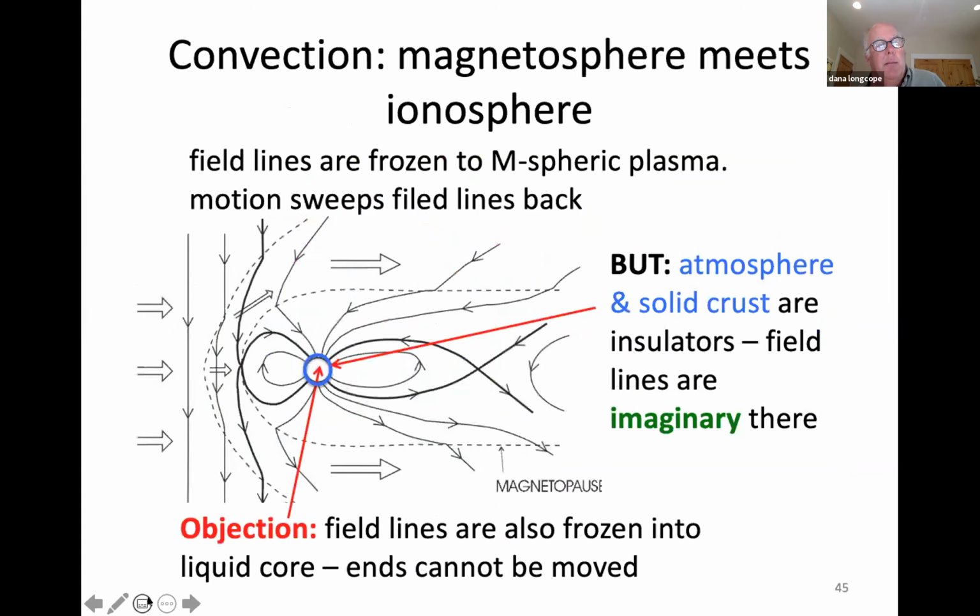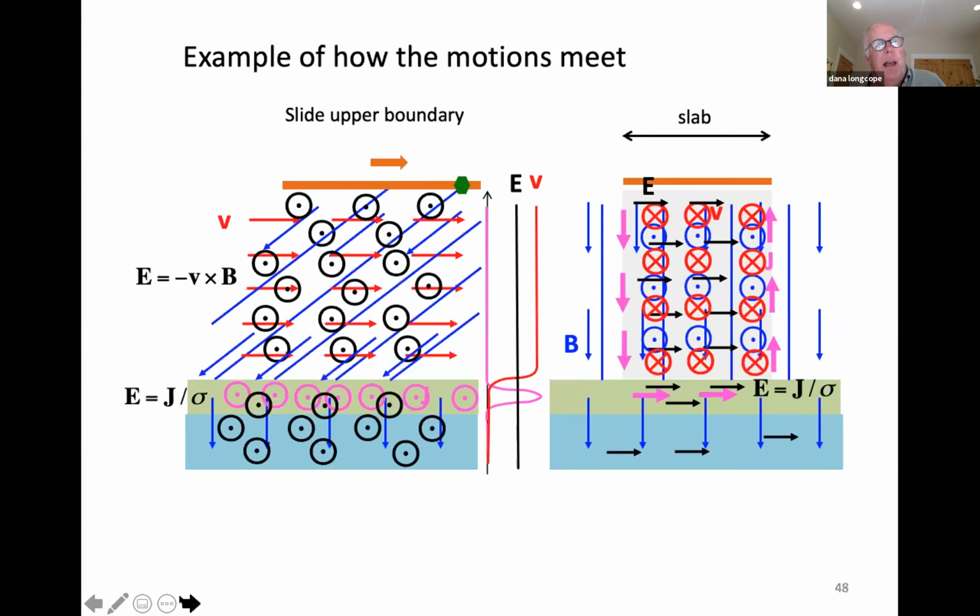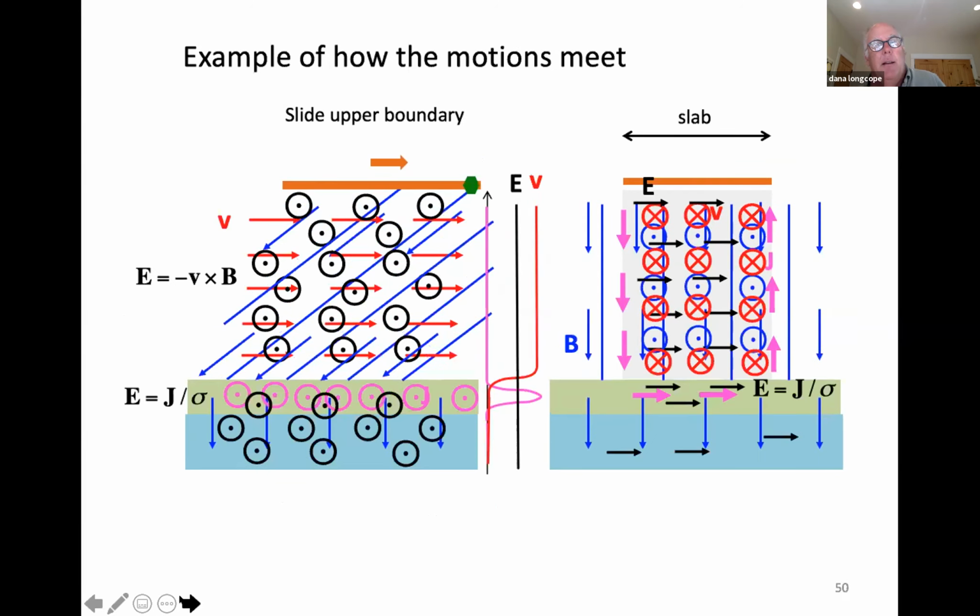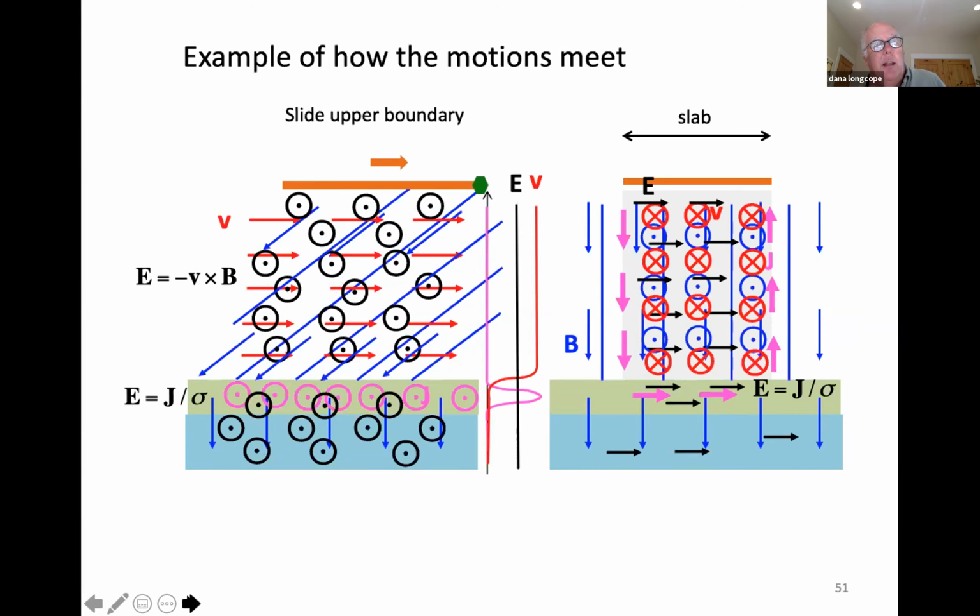The field lines in the magnetosphere are moving at the speed that they have to move at, and the magnetic field in the atmosphere is stationary because it has to be stationary. And this is the layer where those two get matched up. There's an electric field that has to exist there, and it is sustained by some amount of conductivity, sigma.